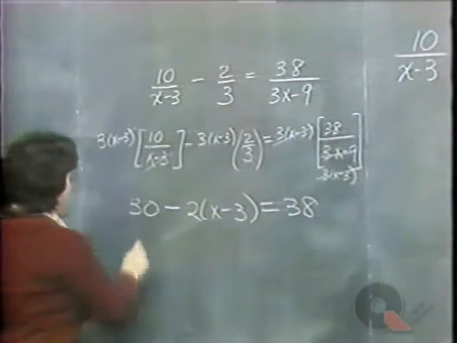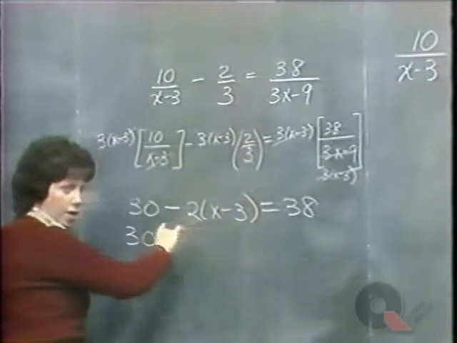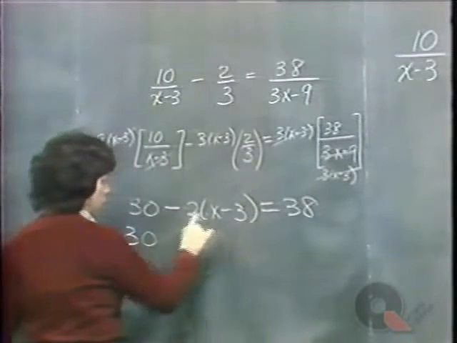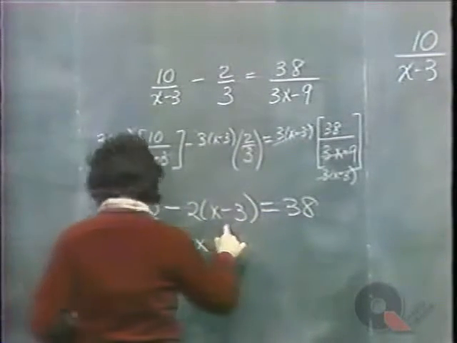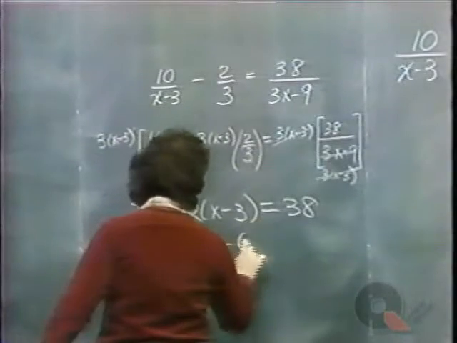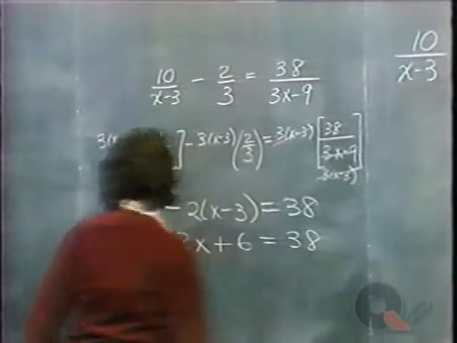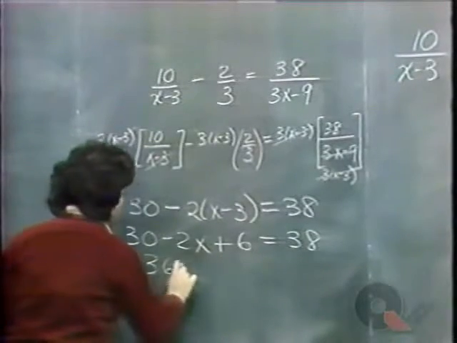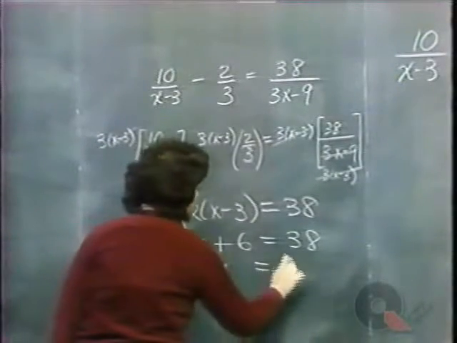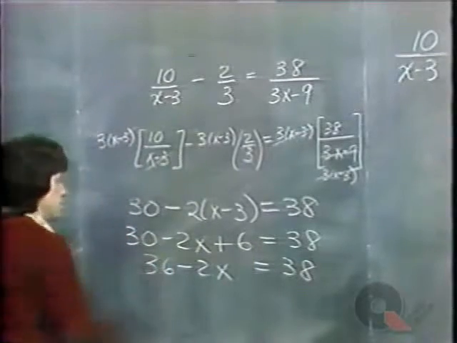Now we will distribute the minus 2. Be careful here. It's minus 2 times the plus x is minus 2x. Minus 2 times minus 3 is plus 6, equals 38. This gives us 36 minus 2x equals 38, adding the 30 and the 6.